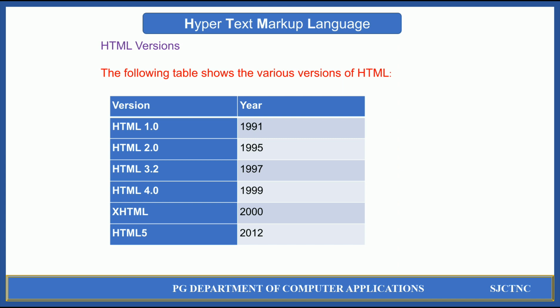Then XHTML, that is XML based HTML. Then the HTML5 version, which is the extension to HTML 4.1. This version was developed in the year 2012. These are all the versions from 1.0 to HTML5.